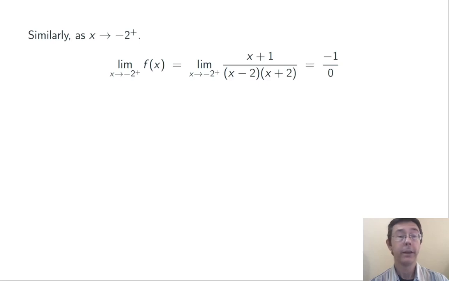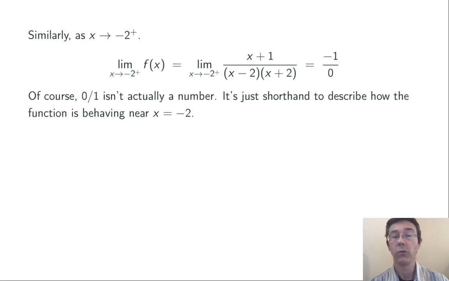Let's conclude by looking at the limit as x goes to negative 2 from the right. In this case, we are still getting a 0 in the denominator and a non-zero number in the numerator. Negative 2 plus 1 is negative 1. So we know that this thing is going to grow without bound as x gets closer and closer to negative 2. By the way, when I write negative 1 over 0, let's recognize that's not actually a number. It's just shorthand to describe how the function is behaving near x equals negative 2. In particular, a little to the right of x equals negative 2.